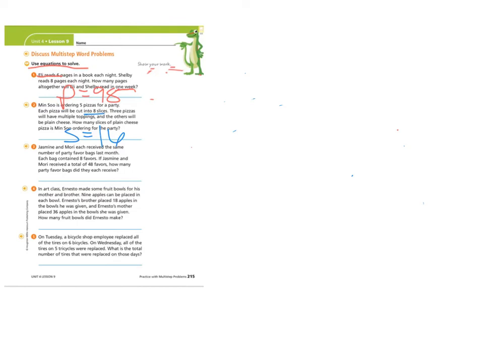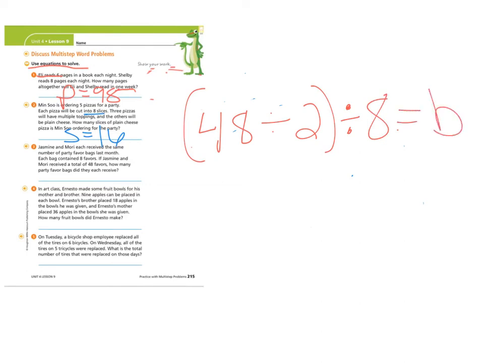Okay, so we're going to take 48 divided by 2, because there's 2 people. I'm going to put that in parentheses so we solve that first. And we're going to divide that by 8 because each bag contained 8 favors. That will tell us how many bags each person received. So 48 divided by 2 is what we're going to do first because it's in parentheses. Remember, we always do the parentheses first.